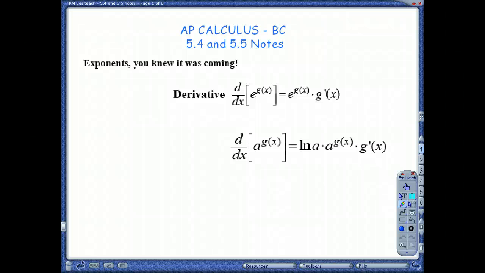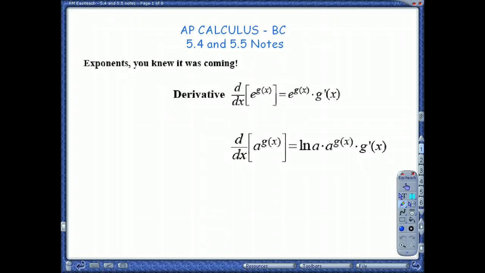Welcome to 5.4 and 5.5 notes. It is all about the exponential. We just finished learning about logarithms. It always seems like exponents follow right behind us.